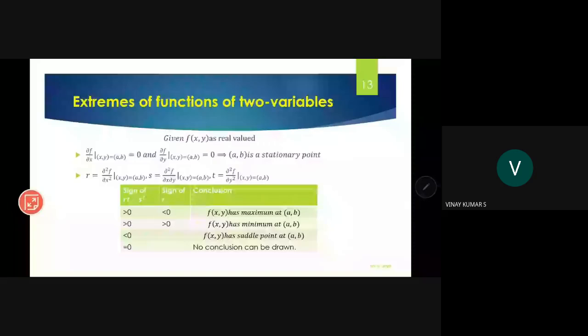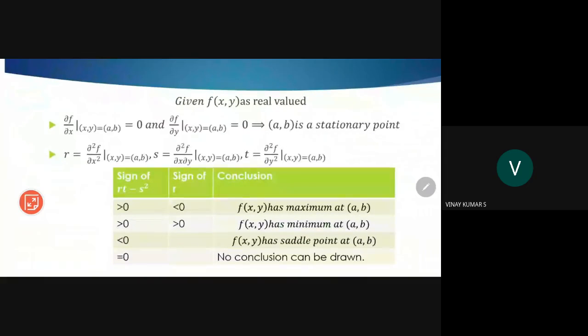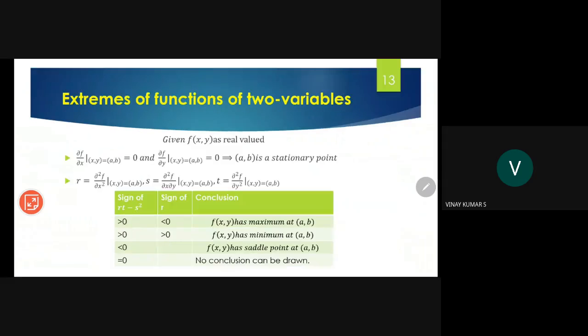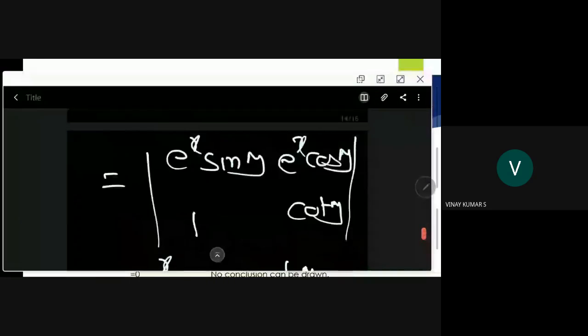Okay. So now we look at maxima minima. Quickly we'll go for that. So here, when it comes to maxima minima, two variables are there. So what is the first step? Good. Very good. Okay. So how can we deal with maxima minima?